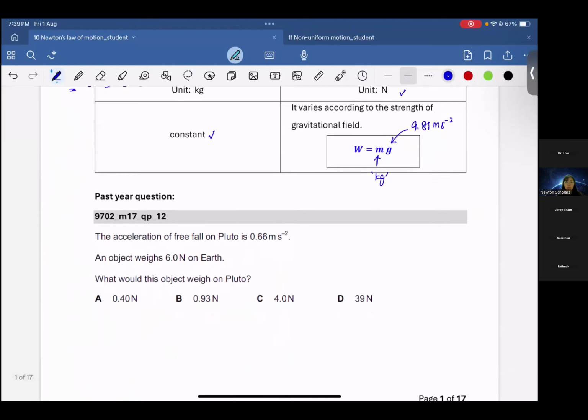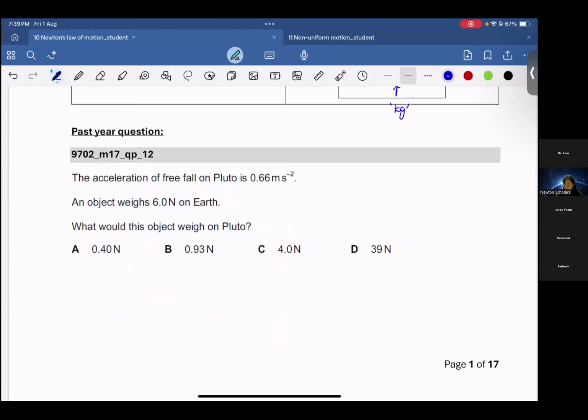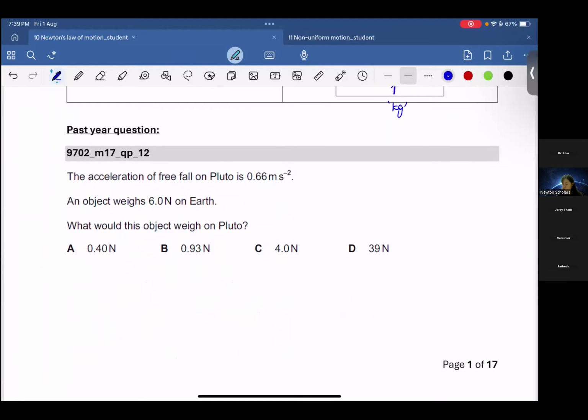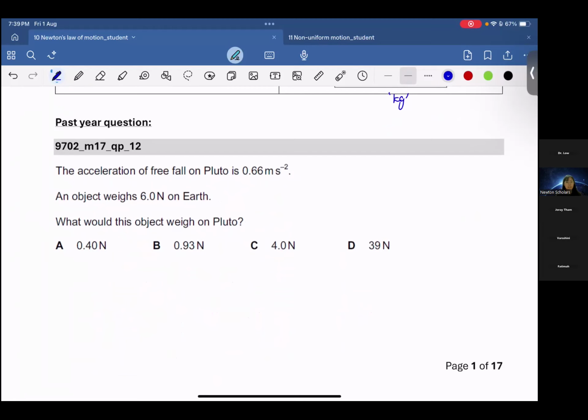So I just put up one past year question. You try to solve it; it should be no problem for you guys. Try it and then tell me your answer. Type your answer to the Newton Scholar one. Don't type to the Dr. Low one. Dr. Low is my iPad. I will check your messages if you type in the Newton Scholar, so from there I can know. Okay, boys and girls, try this question. Only one question, then we're entering Newton's laws of motion.